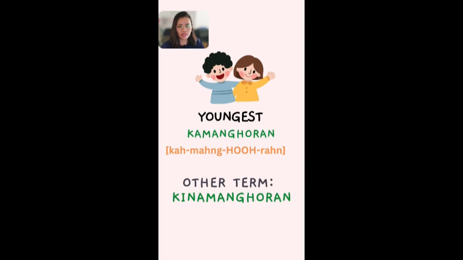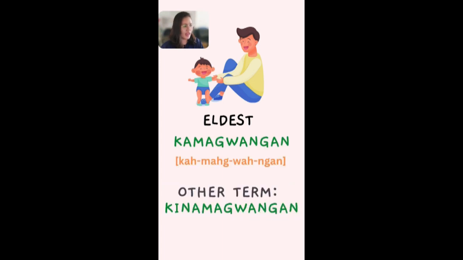So youngest is kamanghuran. Another term is kinamanghuran. Okay. Next one we have eldest. Eldest is kamagwangan. The other term is kinamagwangan. So, kinamagwangan or kinamagulangan. So, we have the magulang version. Kinamagulangan or kinamagwangan. I'll just use kamagwangan.